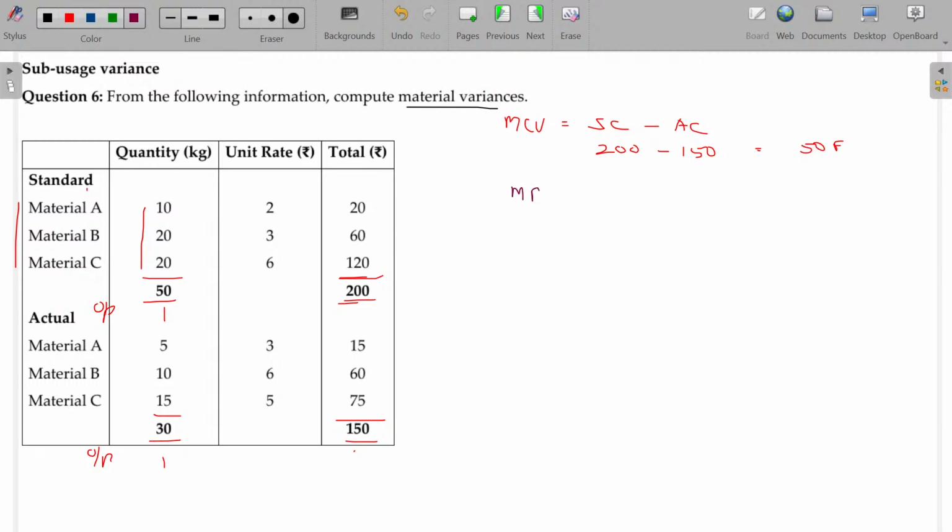Material price variance. Standard price minus actual price into actual quantity will be taken for 3 types of materials, A, B, C. Standard price being 2, 3, 6, actual price being 3, 6, 5. Actual quantity being 5, 10, 15.